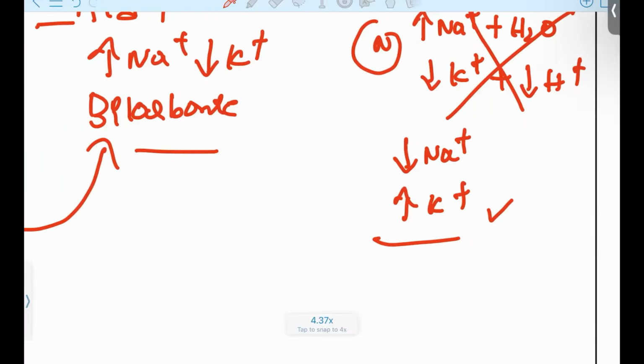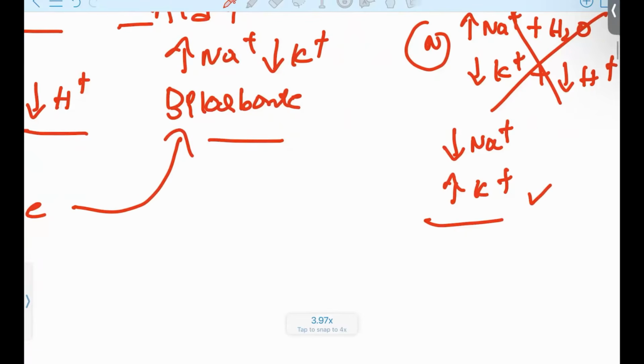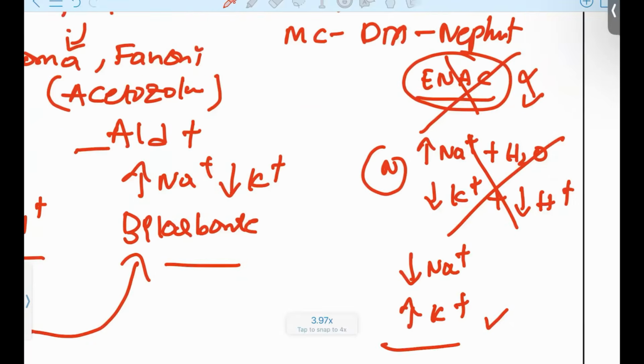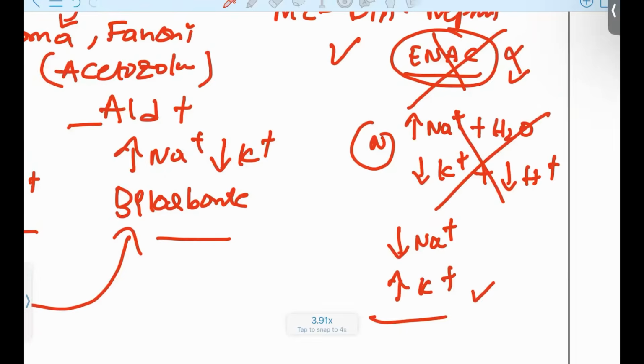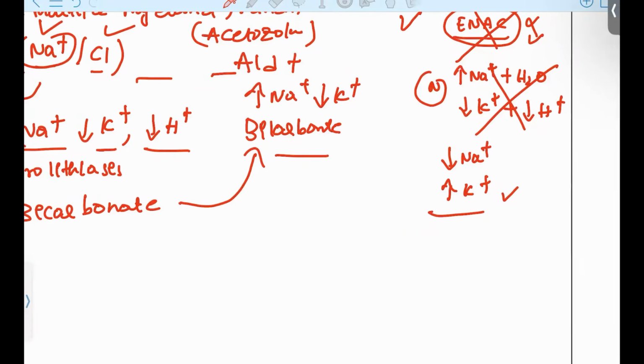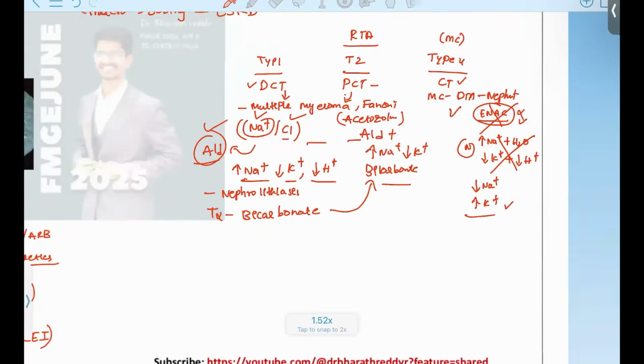So for this patient, you should not give the bicarbonate infusion. Instead of that, you have to treat the underlying cause and maximize that. You never give the potassium sparing agents for this patient. That is the first thing. And also fluid restriction is maintained for this patient. So this is what the RTAs and their types.